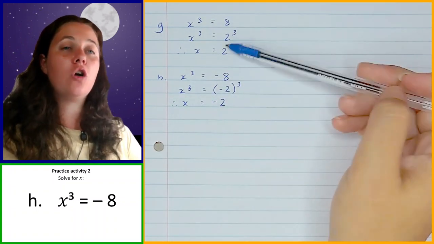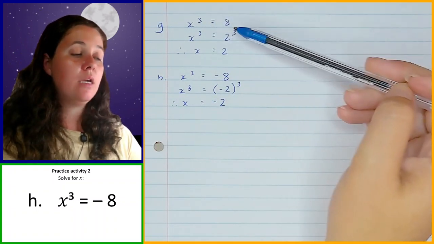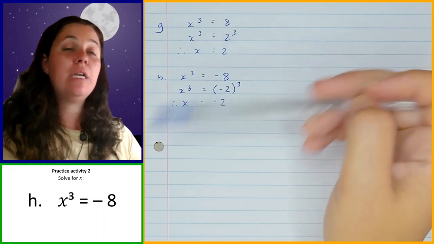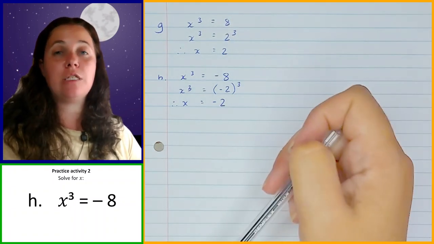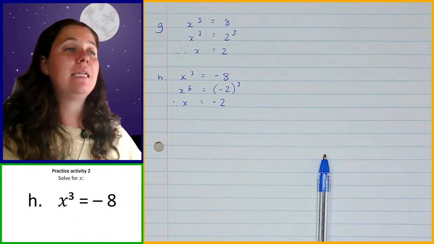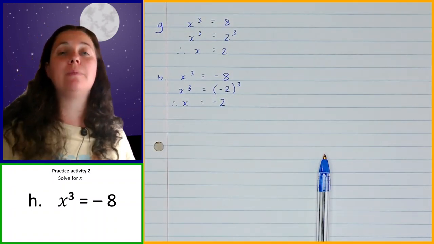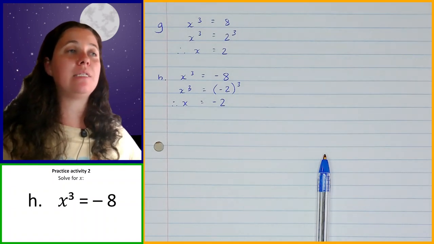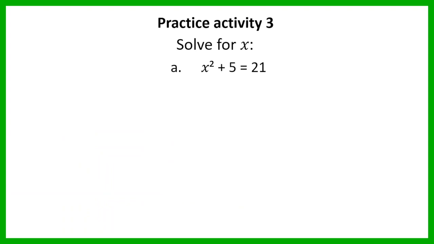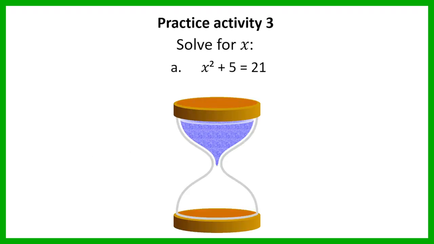Okay, so when you've got an odd exponent, you use the sign that is already there. If you've got an even exponent, you have to be careful with the plus or minus. Now you're going to go and do some slightly more complicated ones using the concepts that we have learned up until this point to solve these equations. So for question A in the new practice activity, you're going to solve this equation, and I'm going to give you 1 minute to do it.